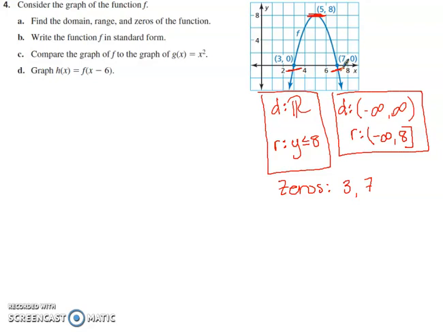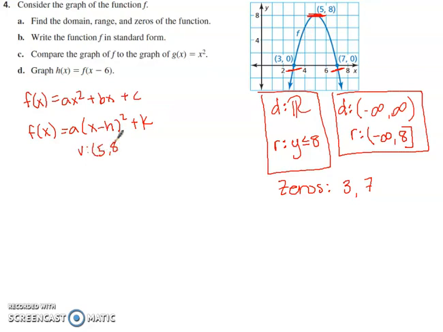So write a function of f in standard form. To do that, my goal is to write my function in this form. I'm going to start in vertex form, so f of x is equal to a times x minus h squared plus k. I know that my vertex is 5, 8, which means that h is going to be 5 and k is going to be 8. So f of x is equal to a times x minus 5 squared plus 8.